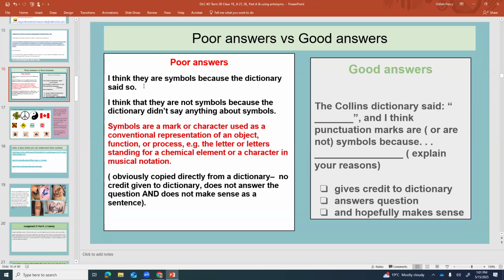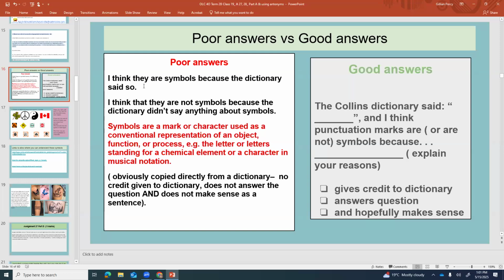The next one in red is me just writing a definition. Symbols are a mark or character used as a conventional representation of an object, function, or process, e.g. the letter or letters standing for a chemical element or a character in musical notation. Guys, when I read that, it's really obvious you didn't write that yourself, right? That isn't how we generally talk.